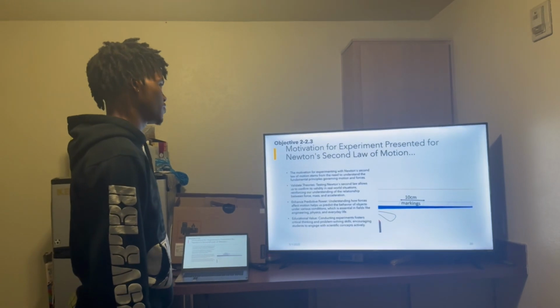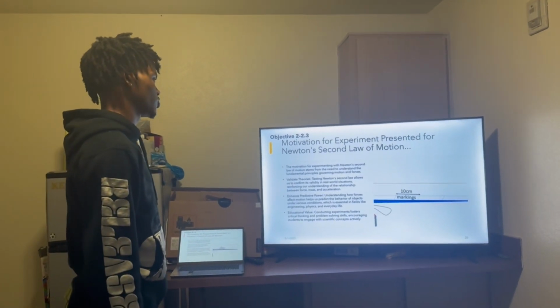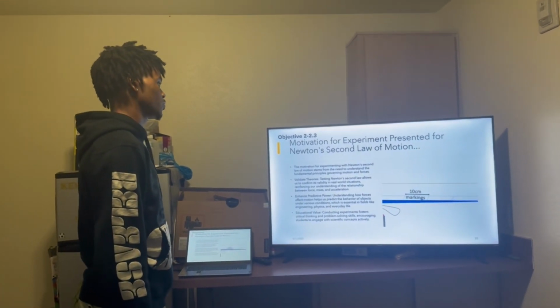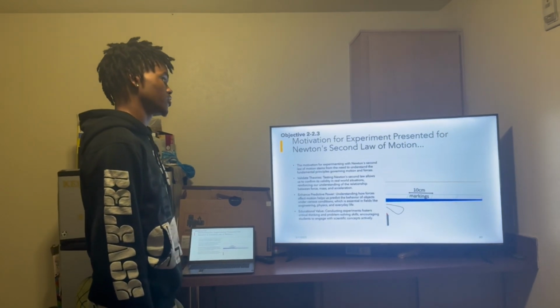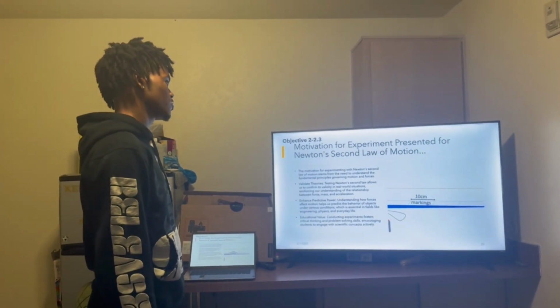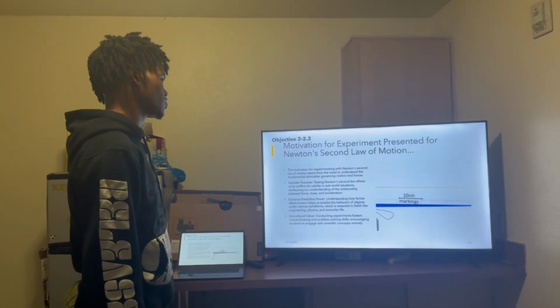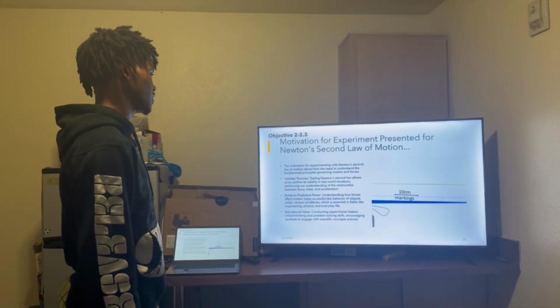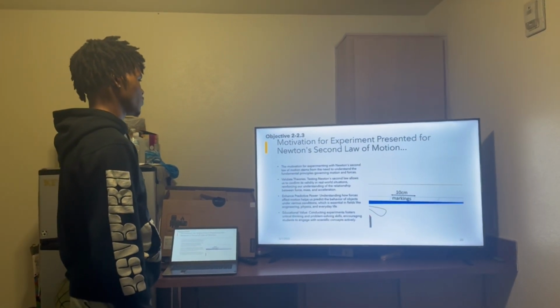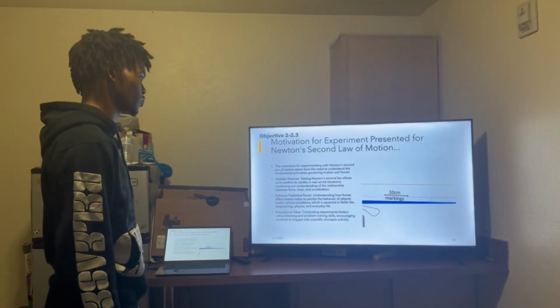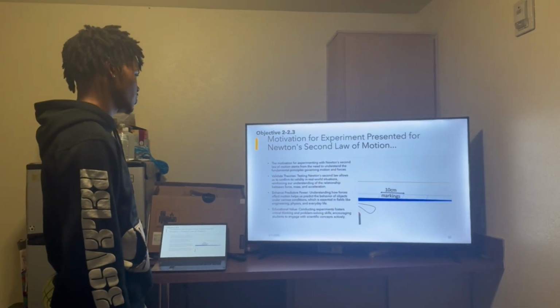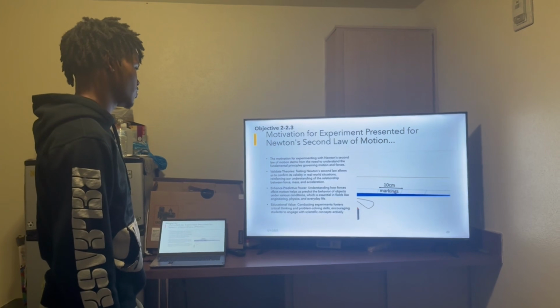Motivation for the experiment presented for Newton's second law of motion. The motivation for experimenting with Newton's second law of motion stems from the need to understand the fundamental principles governing motion and forces. Validate theories. Testing Newton's second law allows us to confirm its validity in real-world situations, reinforcing our understanding of the relationship between force, mass, and acceleration. Enhance predictive power.